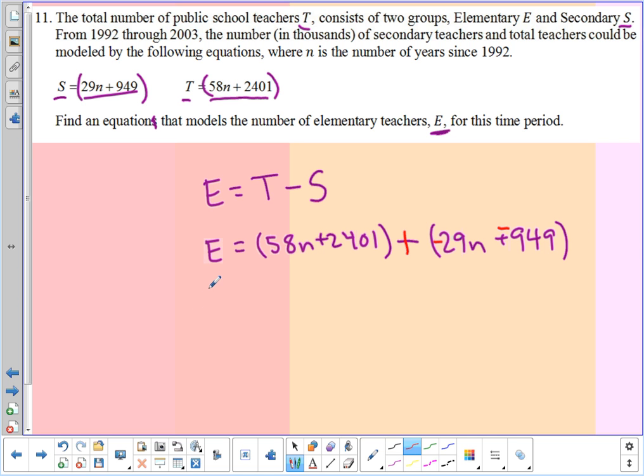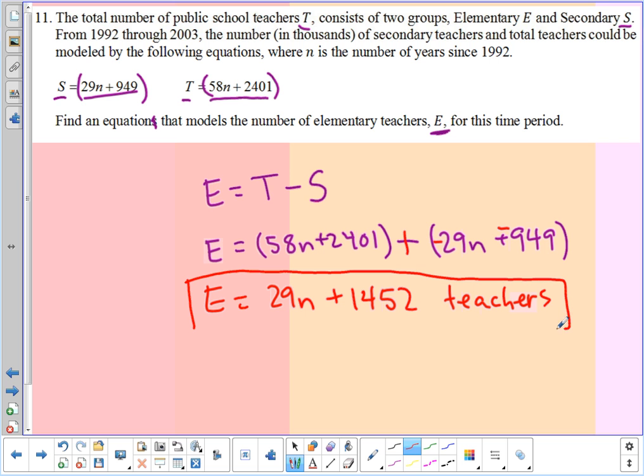So now I put these like terms together. So I have 58n minus 29n, which gives me a 29n. 58 minus 29 is 29. And then the 2,401 plus negative 949, or in other words, just 2,401 minus 949 is positive 1,452. And you can always be checking these things on your calculator with me to make sure that you're getting the right answer and also to make sure I'm getting the right answer. So that is the expression for our elementary school teachers, which is why I labeled it teachers.